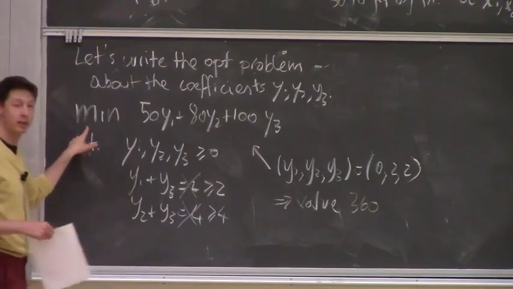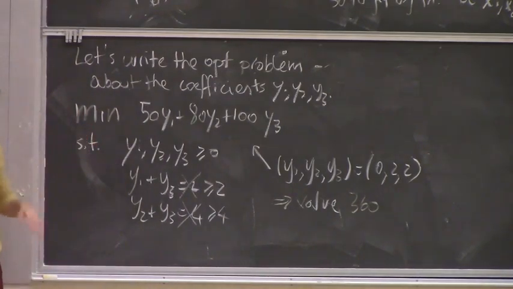But we're minimizing, right? They really live in different spaces, but the primal and the dual kind of touch each other at the optimum. And one of them is maximizing, the other one is minimizing.